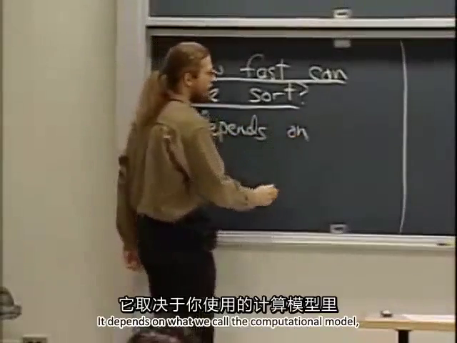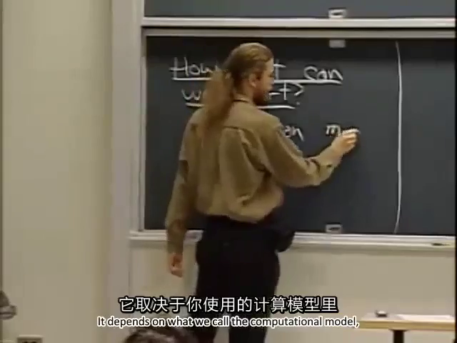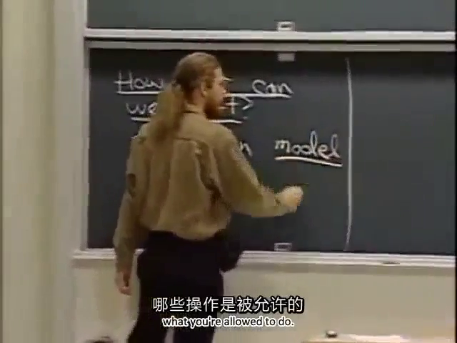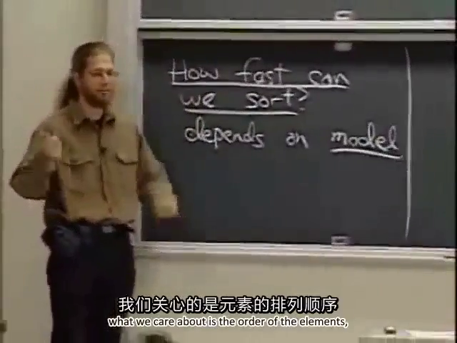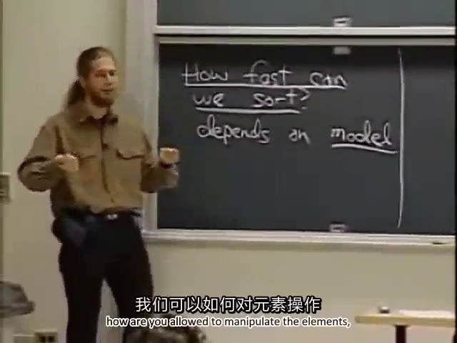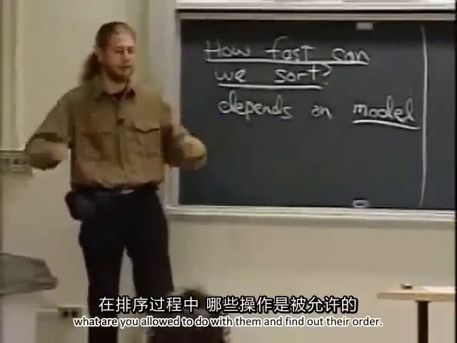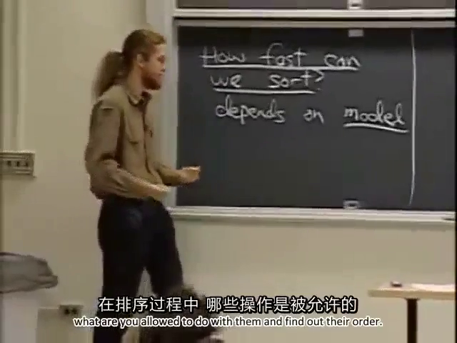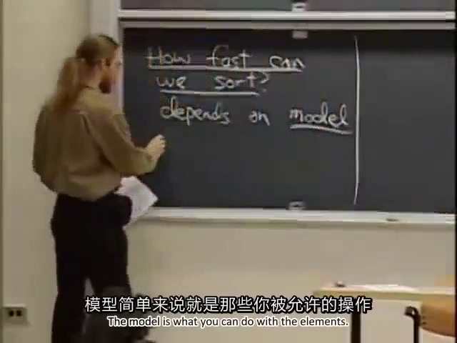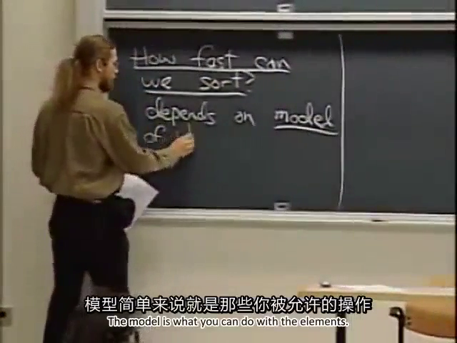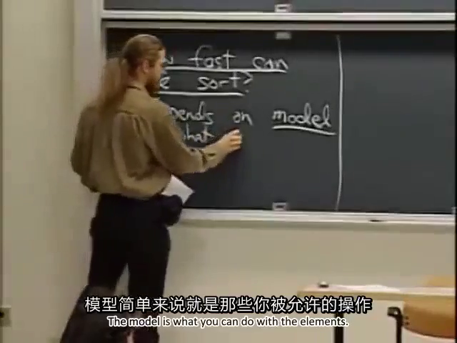It depends on what we call the computational model, what you're allowed to do. And in particular here with sorting, what we care about is the order of the elements. How are you allowed to manipulate the elements? What are you allowed to do with them, and find out their order? So the model is what you can do with the elements.